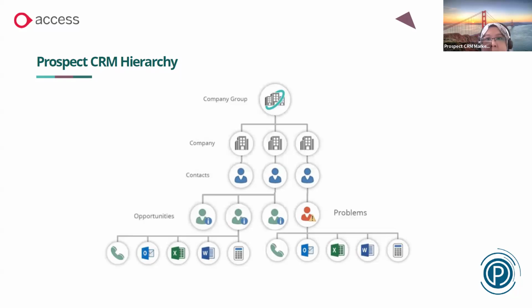The second option is the company group hierarchy, and this is designed for customers with multiple locations. The only difference here is at the top, we have the company group level, which groups all locations for consolidated reporting and contact list. Then beneath, we have the companies, each location with its own address and integration, and then the contacts assigned to their primary locations. Then we have the same features as a single company, like the opportunities, quotes, orders, and also problems.